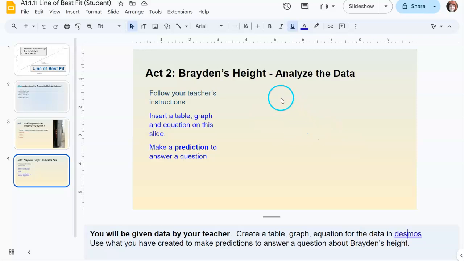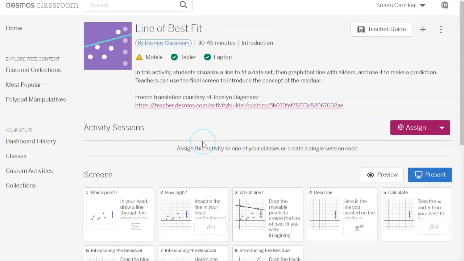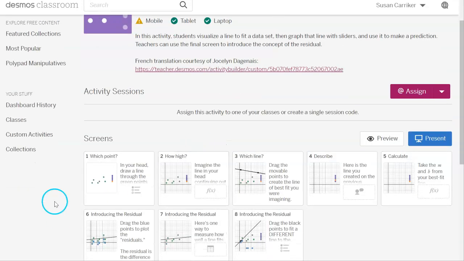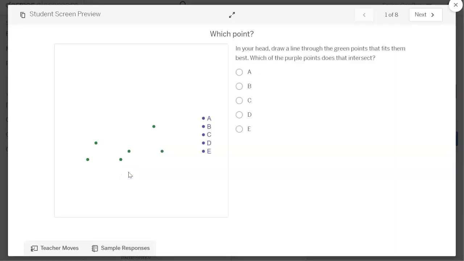So the last task is going to be a Desmos activity. And this is a line of best fit activity. So there's only 8 slides. I really like this one though because it actually shows them how residuals work. It also shows them what it means for a line to be a line of best fit. How is that determined? Because we haven't really talked about that.